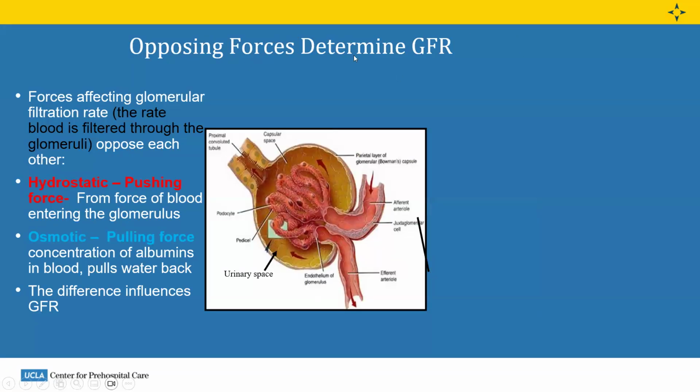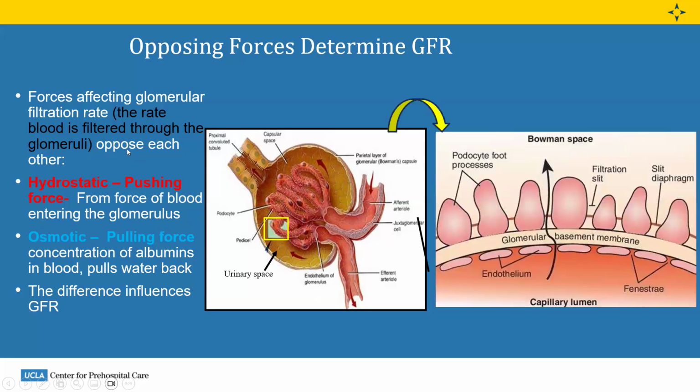So how do we determine our glomerular filtration rate? So first off, glomerular filtration rate is just the rate that blood is filtered through the glomeruli. Okay, so let's zoom in again, right? Essentially, these two forces oppose each other. So hydrostatic is essentially the force of blood entering the glomerulus. So if you think of blood, the more forceful it is, it's going to push more of that fluid from the blood into Bowman's space to be collected.